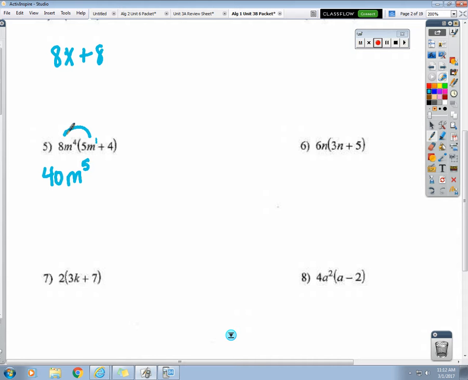Now I have to do 8m to the 4th times 4. 8 times 4 is positive 32. And then m to the 4th has nothing to multiply by over here, so you just bring it down, m to the 4th. Can you add those? No. Even though they both have an m, they're not the same type. This one's m to the 5th, this one's m to the 4th. He's like higher class than him, so they don't want to combine. Because it didn't combine with anything, it just stays m to the 4th.